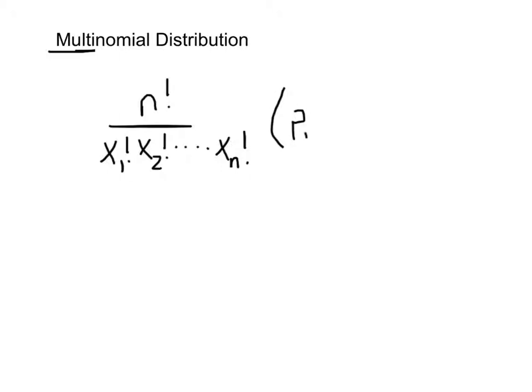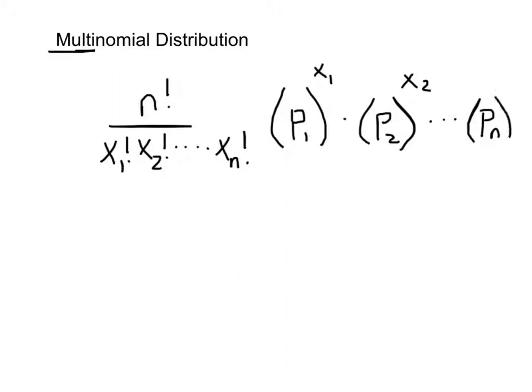The formula for this is going to look complex: n factorial over x1 factorial times x2 factorial, for as many x's as I have. That looks complicated. We'll go through it in a second. Then you're going to multiply that by the probability of the first event raised to the number of events that I expect, times the probability of the second event raised to the number of second events, all the way down, again, for the number of events that I have.